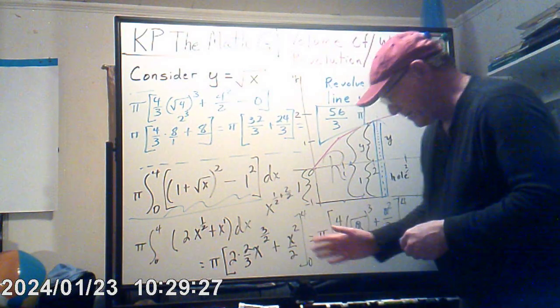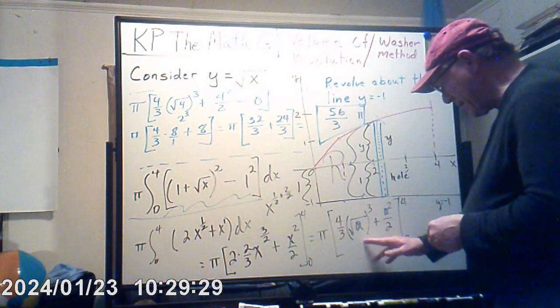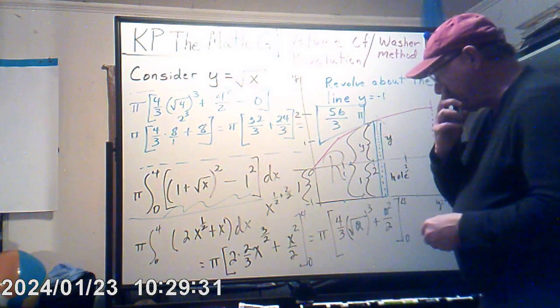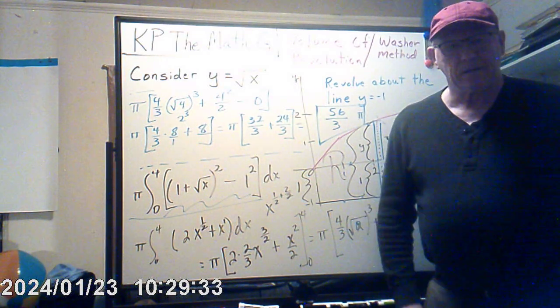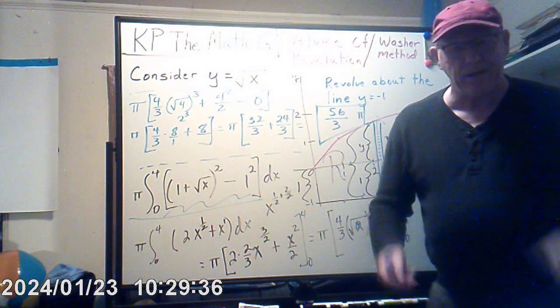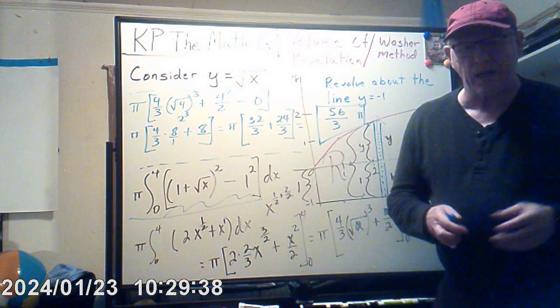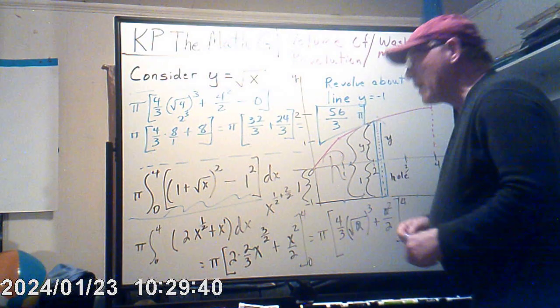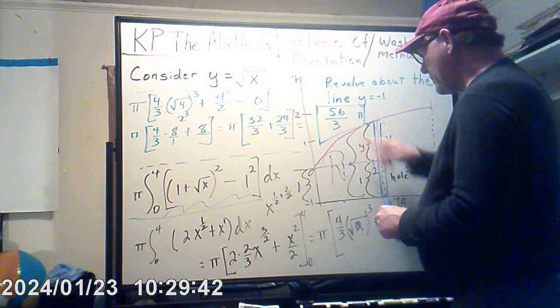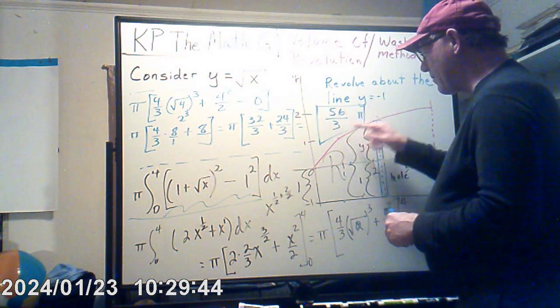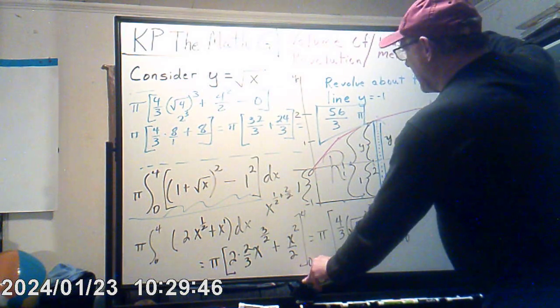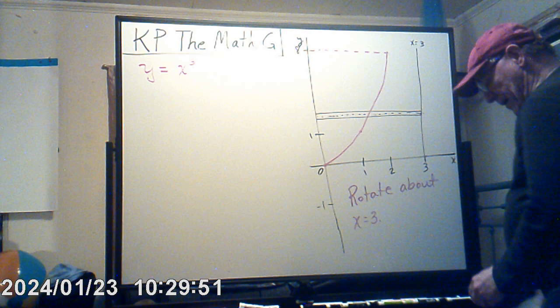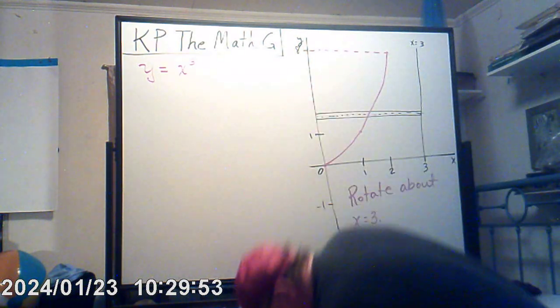Integrate. Plug in the 4 and then the 0, and you got it. Okay, that's really how you go about doing this type of problem. 56 pi over 3. Alright, let's look at the other one here. Hopefully this will be a little bit simpler.